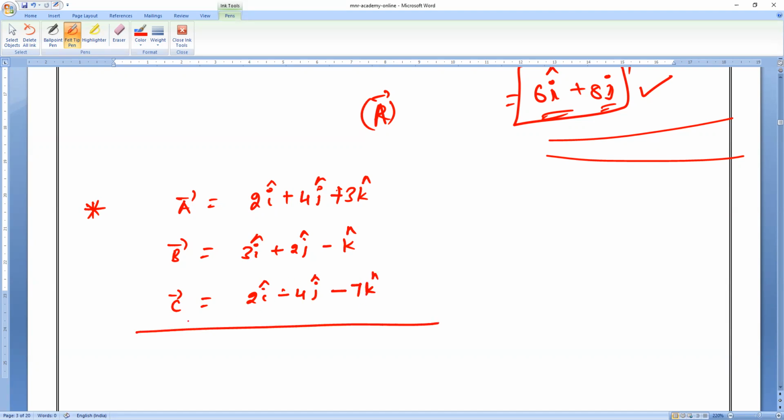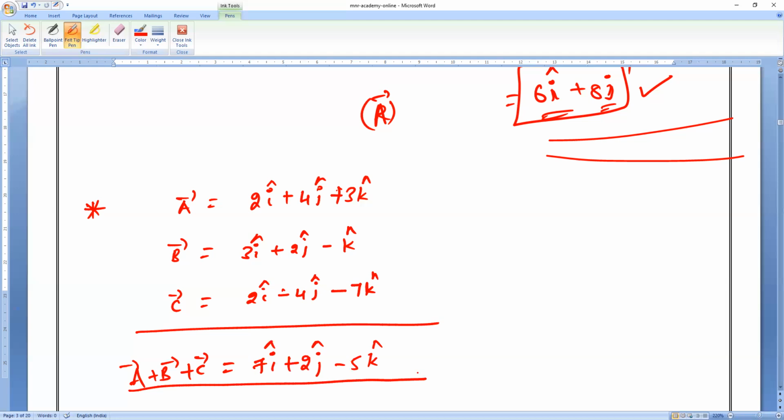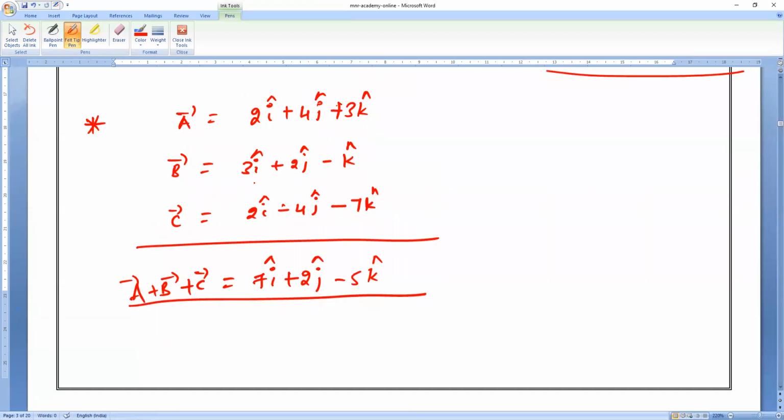So now if I add these three vectors, can you tell me what the resultant will be? A vector plus B vector plus C vector. What will come? 2, 3, 5, 5, 2 is 7 i cap. Next, j cap: minus 4 plus 4 will get cancelled, so plus 2 j cap. Next, minus 1 plus minus 7 is minus 8, plus 3, how much is it? Minus 5.